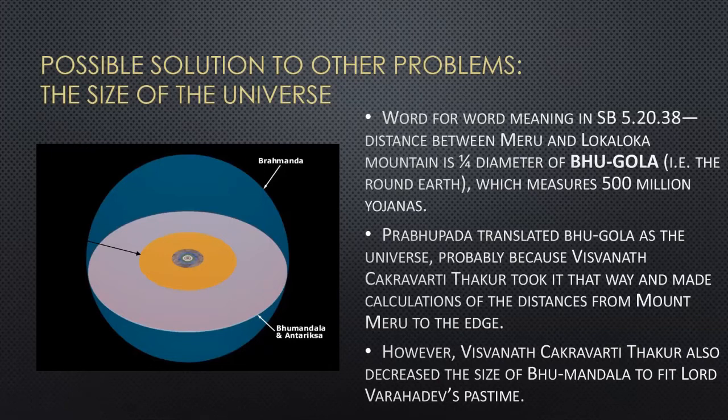He did this very straightforwardly, blatantly, because it was a problem. But this is because he was taking this Bhugola, this Bhumandala, to be the universe. But it's really just the round Earth.